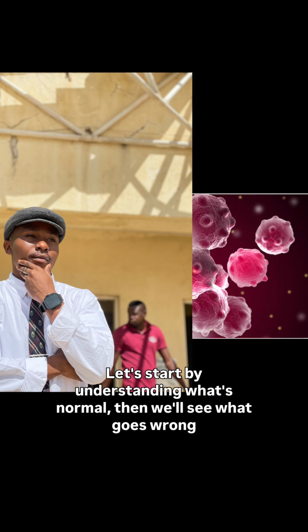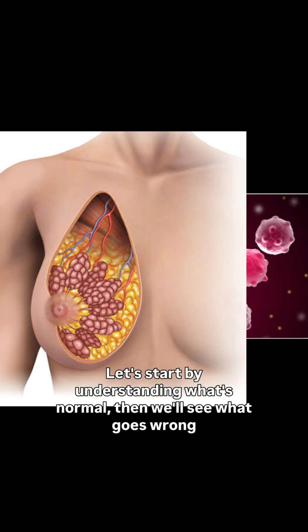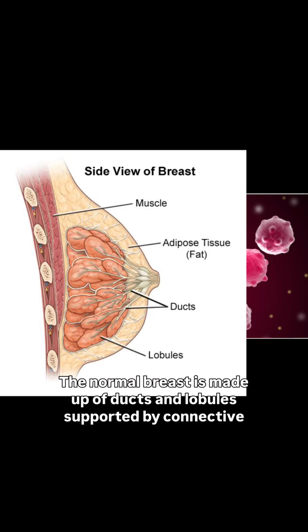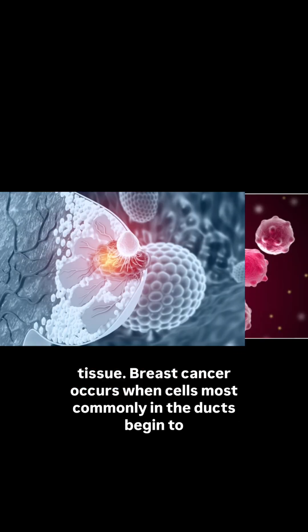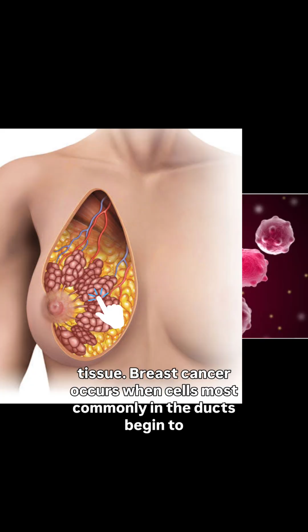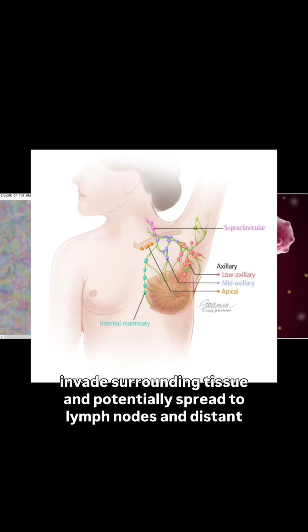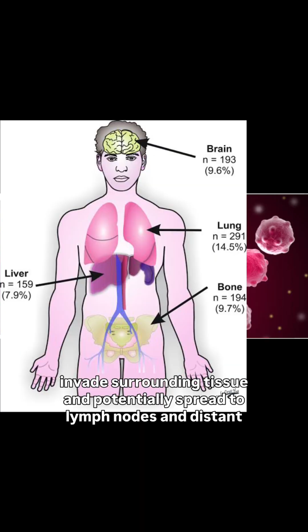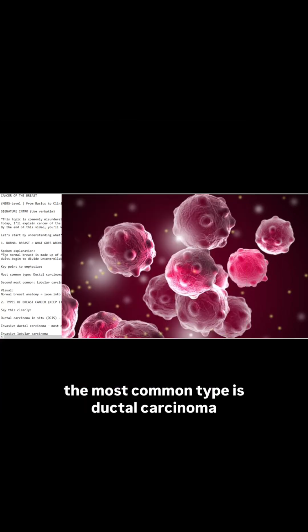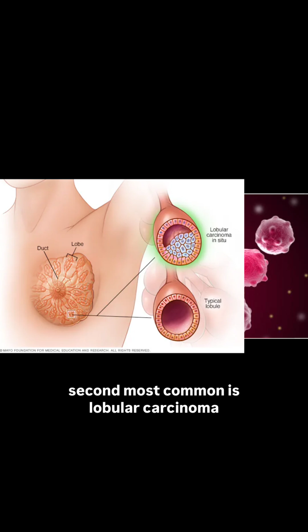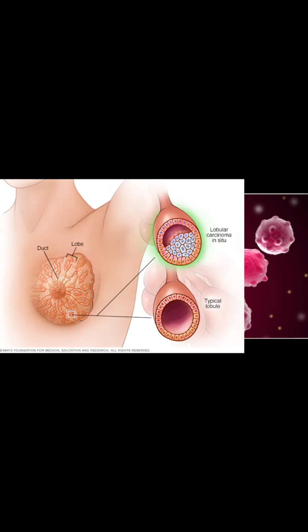Let's start by understanding what's normal, then we'll see what goes wrong. The normal breast is made up of ducts and lobules supported by connective tissue. Breast cancer occurs when cells, most commonly in the ducts, begin to divide uncontrollably, invade surrounding tissue, and potentially spread to lymph nodes and distant organs. The most common type is ductal carcinoma. Second most common is lobular carcinoma.